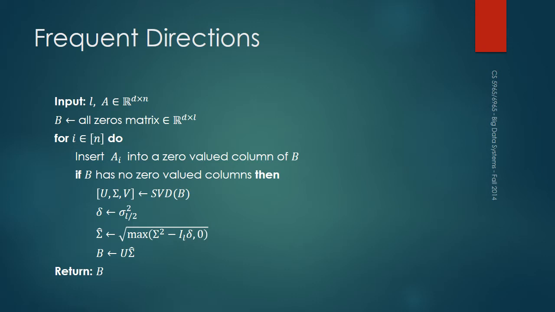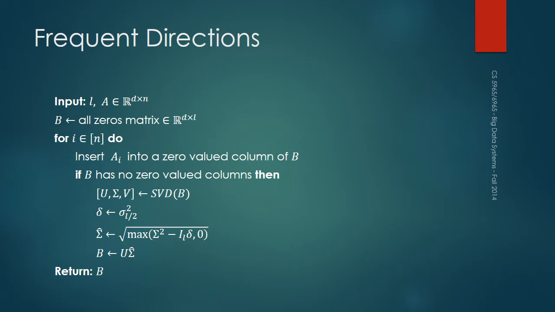At any point that B is full, basically, that means it has no zero valued columns. You will compute the SVD of B, right? So you do this decomposition.